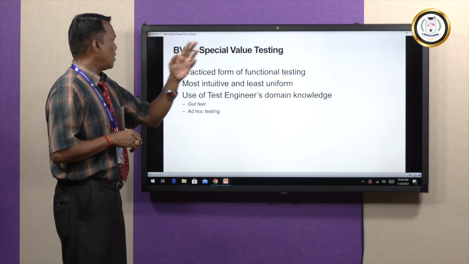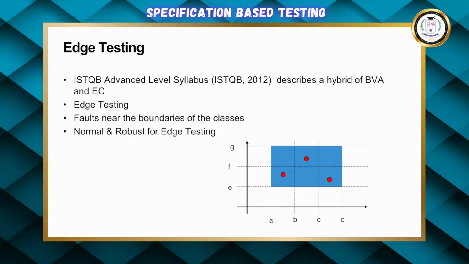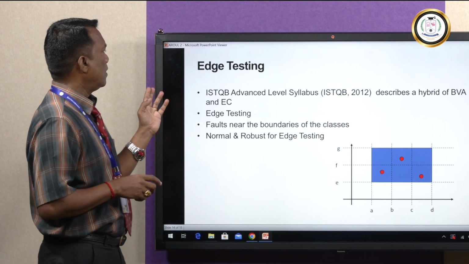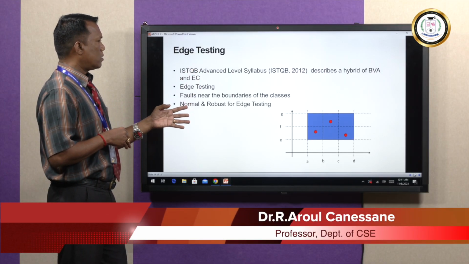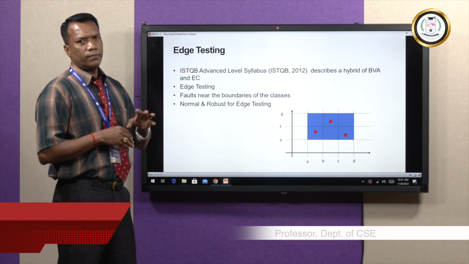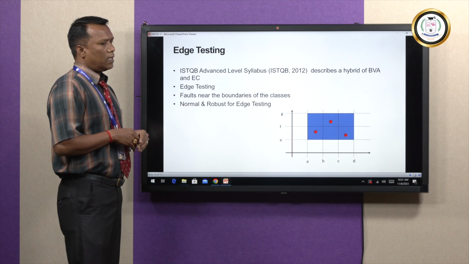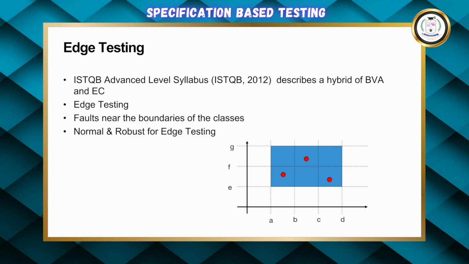Use of test engineers' domain knowledge, gut feel, and ad hoc testing can also be done here. Edge testing is also a part of BVA. Edge testing is nothing but giving only the actual values and trying to test, not the end values. We call it edge level testing. The idea behind it is a hybrid BVA, but it is more or less weak testing, weak BVA. It never worries about the boundary classes. It gives only the actual values of the internal classes. If one test case is working, then the other test case will also work. Thank you.